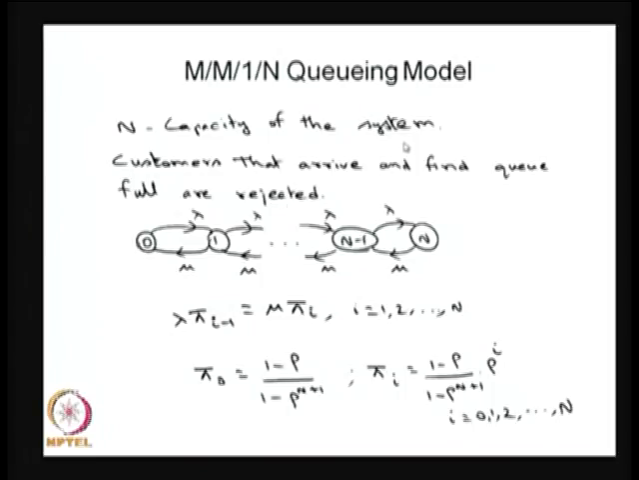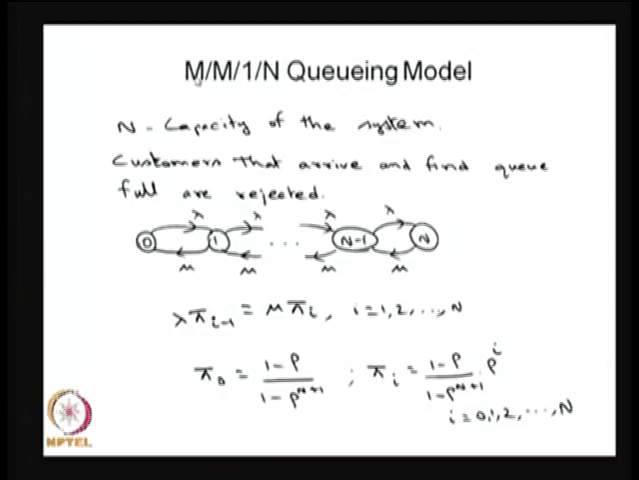Next I am going for the finite capacity. So, N is the capacity of the system. That means whenever a customer arrives and finds the queue full, that customer will be rejected. Therefore, at any time the number of customers in the system, as a random variable, takes possible values from 0 to capital N. Therefore, the state space is finite. The number of customers in the system at any time t is a random variable, and you will have a stochastic process.